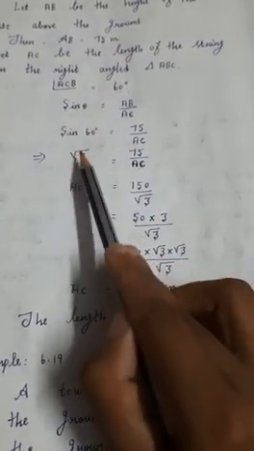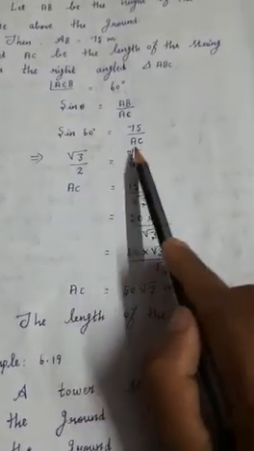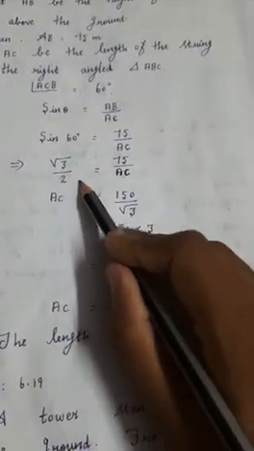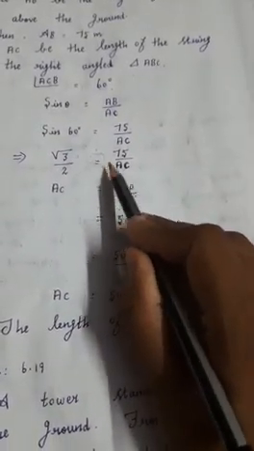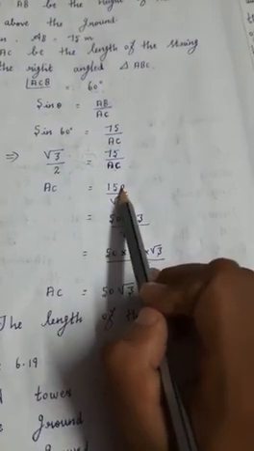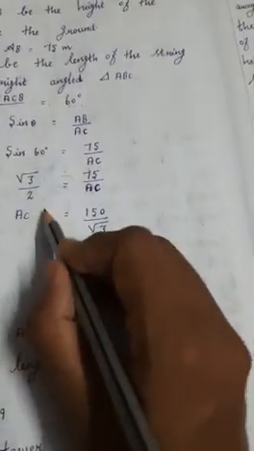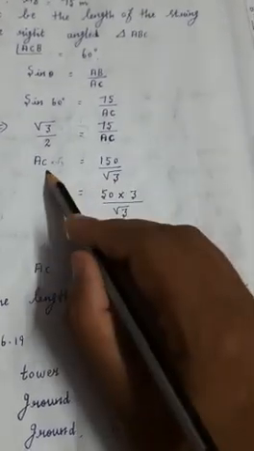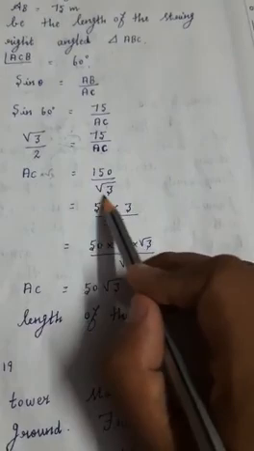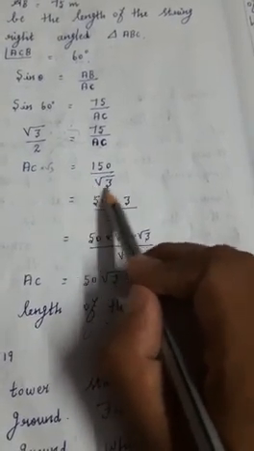Sine 60 degree value is root 3 by 2, so root 3 by 2 is equal to 75 divided by AC. Now cross multiply. 75 into 2 is 150, and AC into root 3 it will come. Bringing root 3 to the other side, AC is equal to 150 divided by root 3.